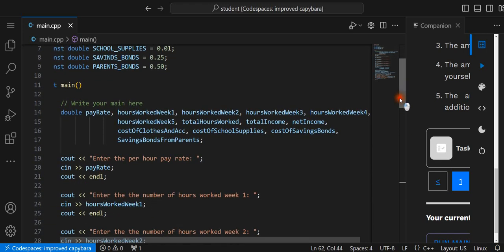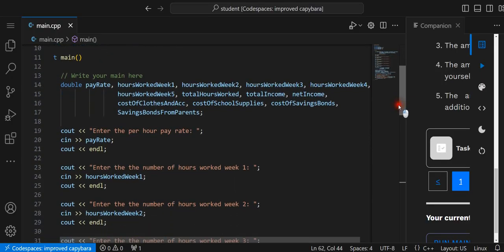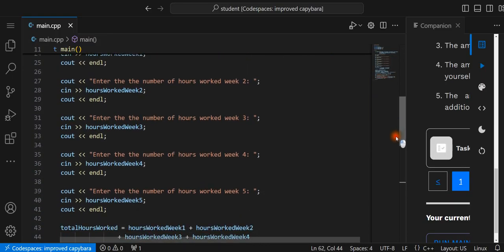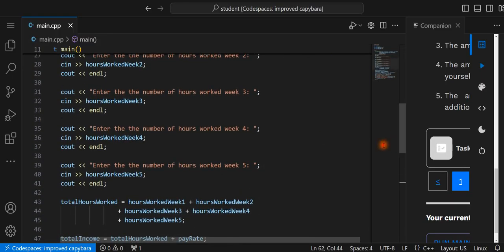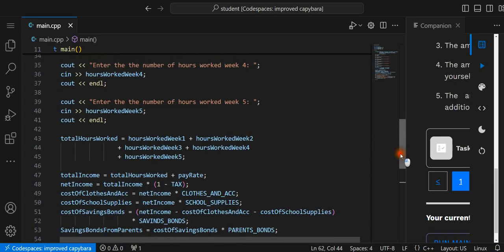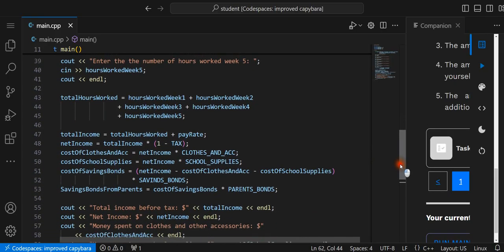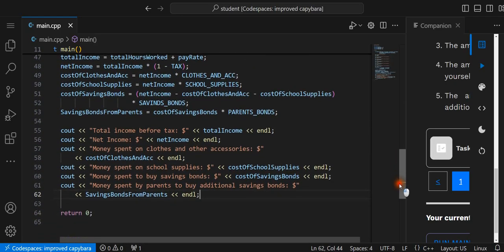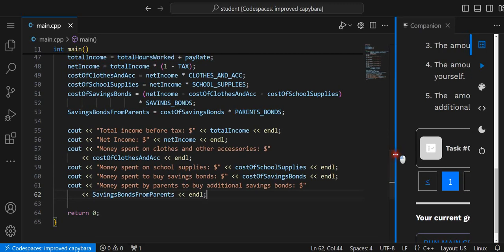So next, enter the pay per hour pay rate. Enter the number of hours worked week 1, enter the number of hours worked week 2, and so on through weeks 3, 4, and 5. Match those number of worked hours. Then you add them all up, 1, 2, 3, 4, 5. Total income equals total hours worked times pay rate. Alright, so we're going to run this, and then we'll look at the code. If we need to correct anything, we'll come back to it.